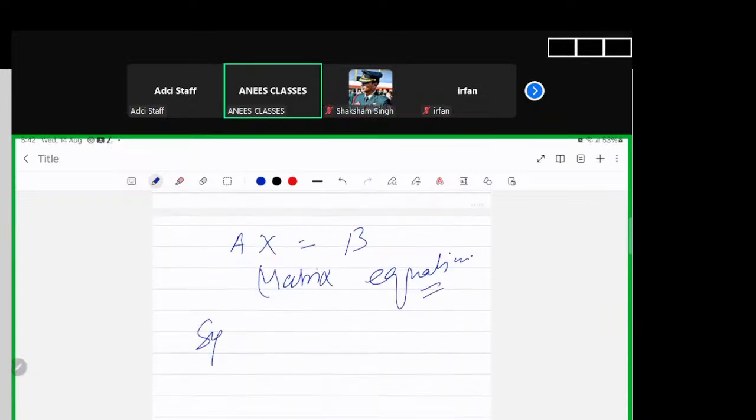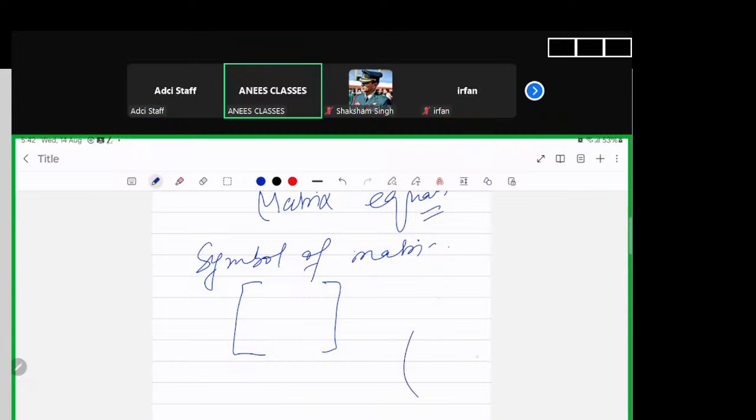So the symbol of a matrix: you will take a square bracket or this parenthesis. With a square bracket, you should not confuse it with the greatest integer. When greatest integer is said, you think it is the greatest integer. When it is not said, you think it is a matrix. Understood? Yes, sir. Good.